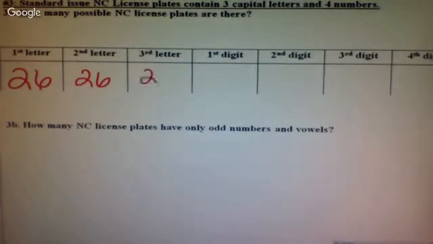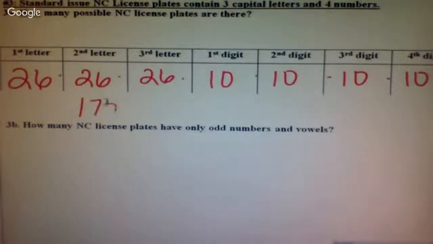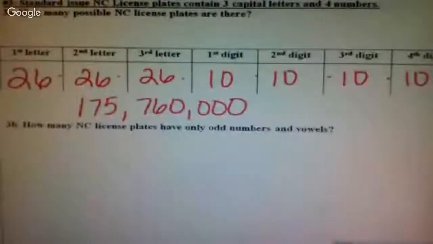Why is this not going down? Because you can use the same letter. Good, it can be AAA, okay? Each digit's gonna be 10. And it doesn't say anything about or, so it's gonna be multiplied. We got 175,760,000 plates we can make in the state of North Carolina. You probably ain't got that many. Don't forget though, how many license plates are special, that only have like 4 letters and 2 numbers?